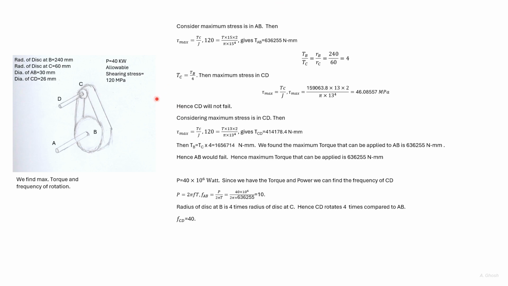We now find the maximum torque that can be applied. So either the bar AB will fail first or the bar CD will fail first. Let us start by considering failure of the bar AB.